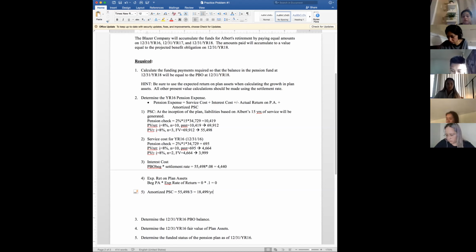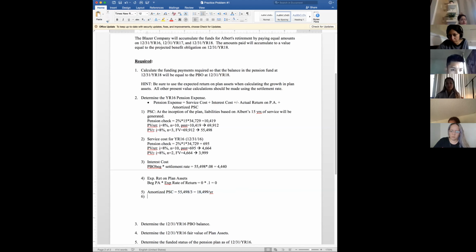So at first, when we calculate this prior service cost of $55,498, we put it into other comprehensive income, which decreases, and then it gets moved out of OCI and put into the pension expense per year, $18,499. So instead of recognizing $55,498 as part of the pension expense in 1 year, by amortizing prior service costs, we are allocating this prior service cost over a 3-year period so that the shock is a little less.